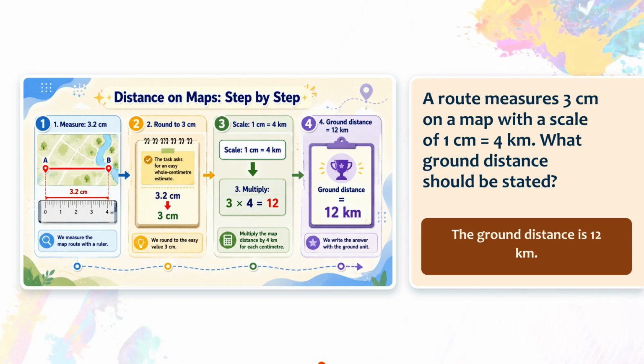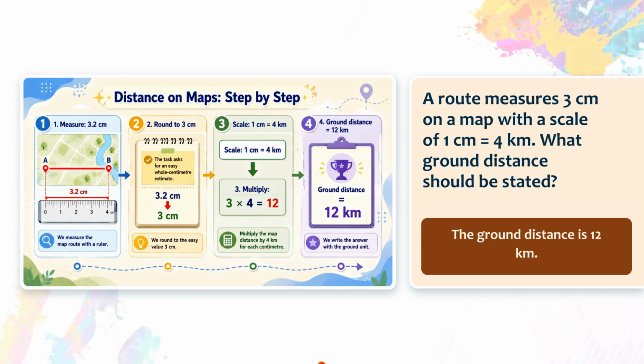A route measures 3 cm on a map with a scale of 1 cm equals 4 km. What ground distance should be stated? Now compare your result with the scale. The ground distance is 12 km. 3 groups of 4 kilometers make 12 kilometers.